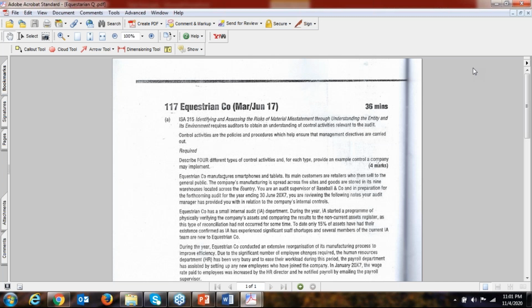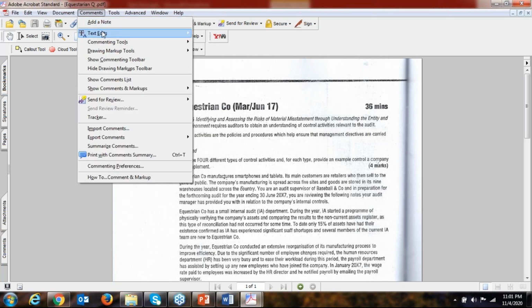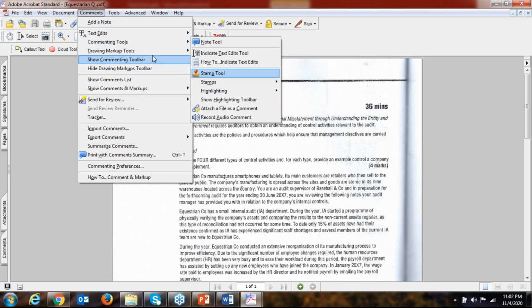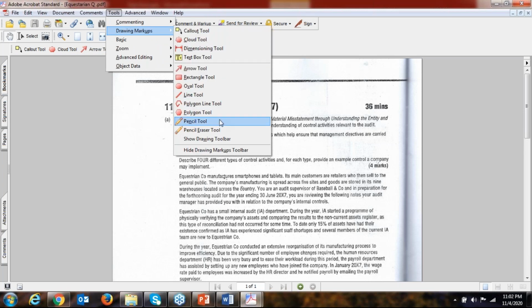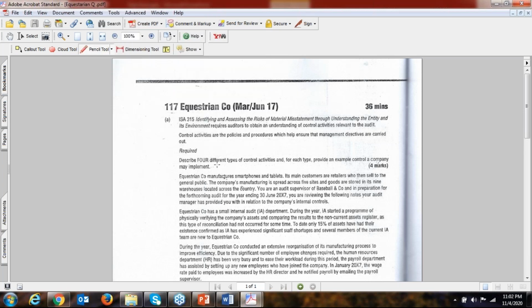So we are going to start. First of all, we will read the requirement. Describe four different types of control activities. Remember what control activities are, which help us in achieving the control objectives.